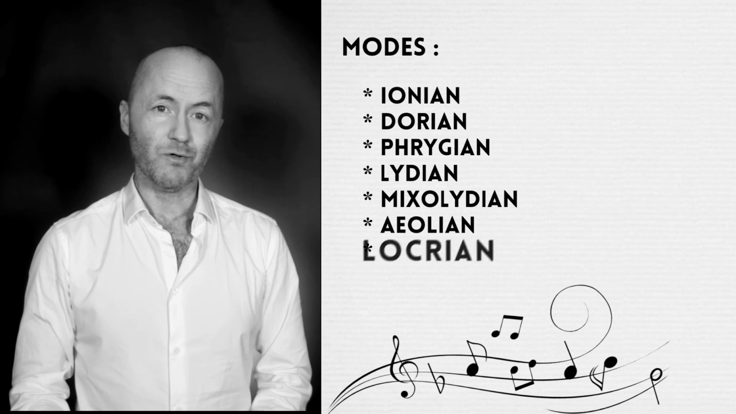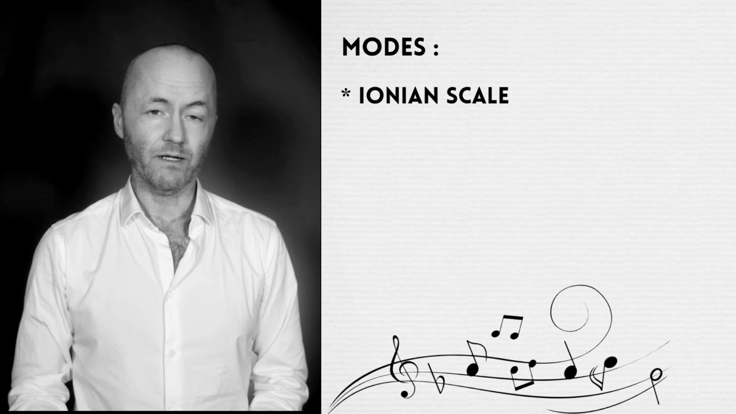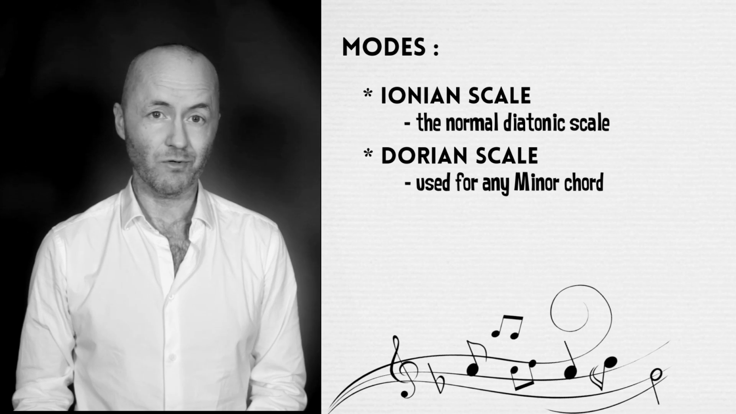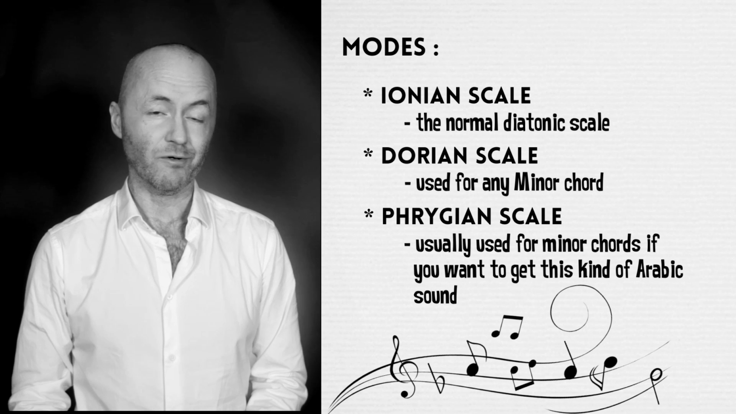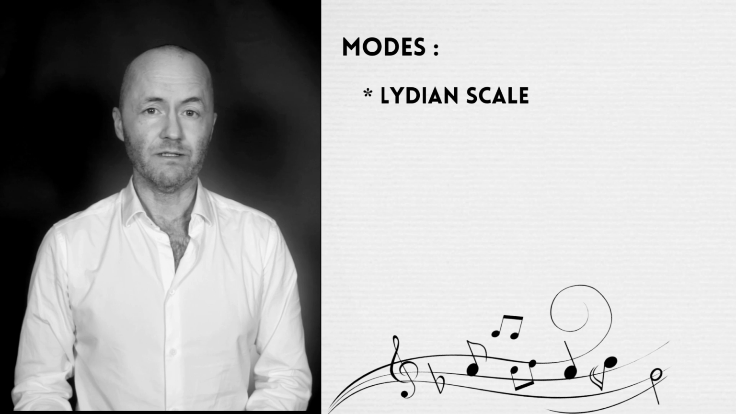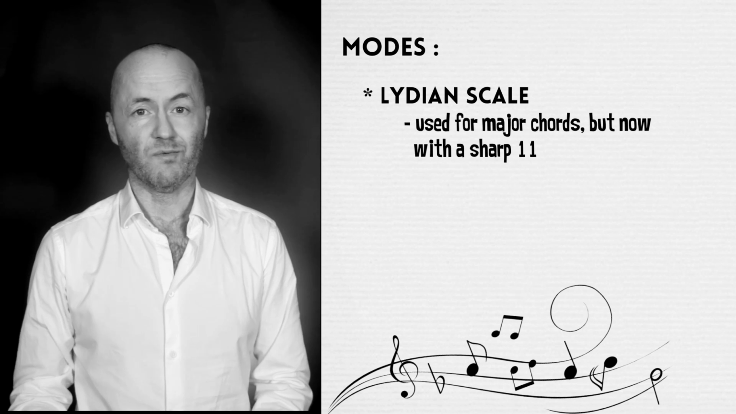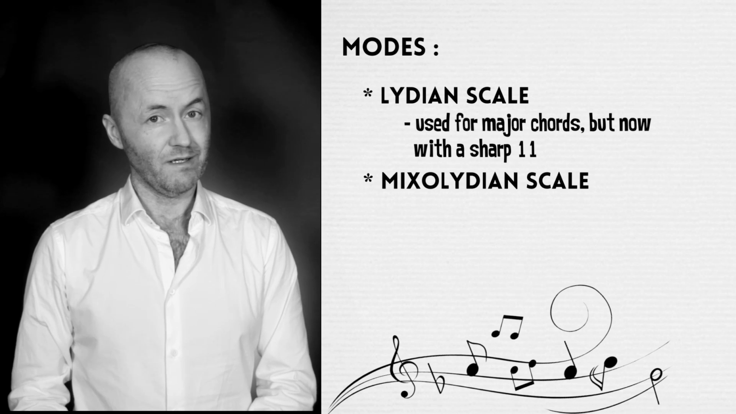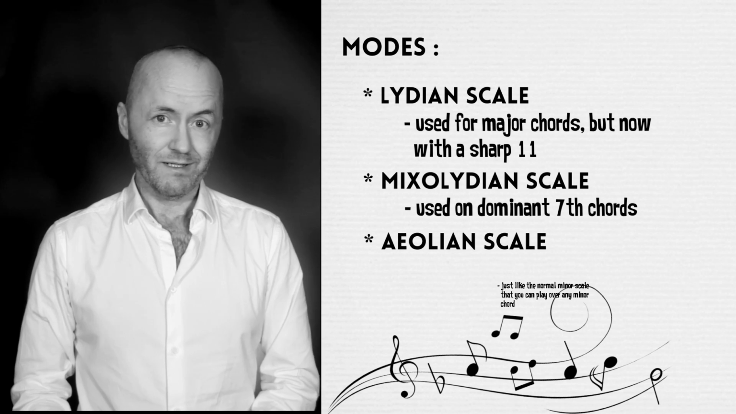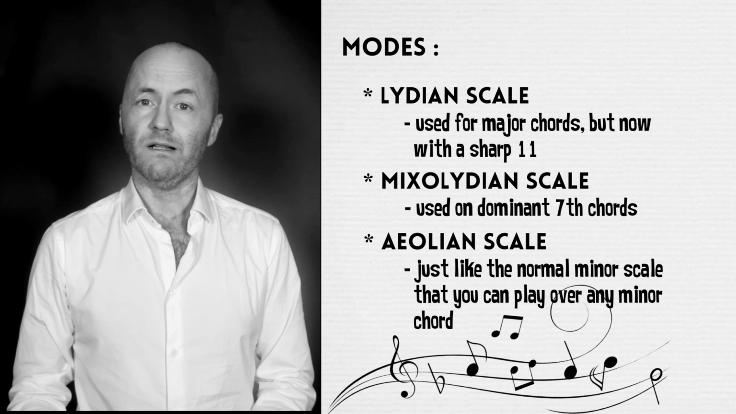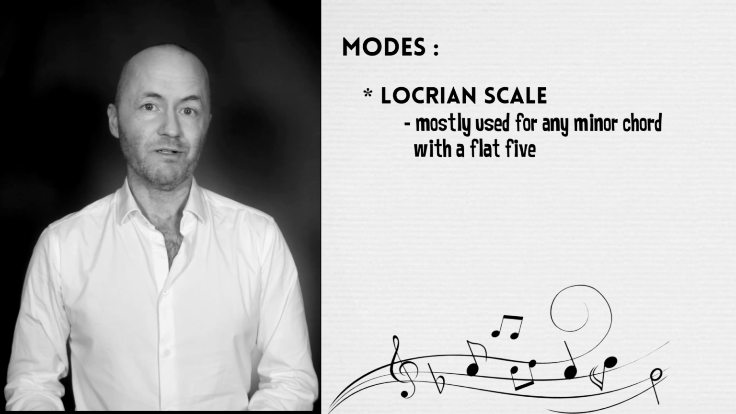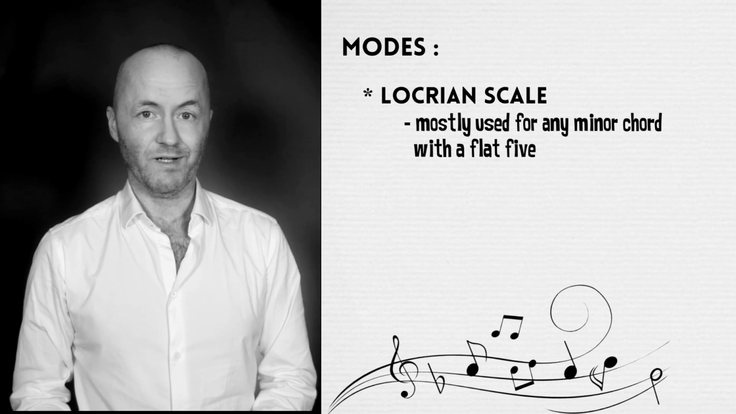So this is the way the modes are presented normally. Again, the Ionian scale was the normal diatonic scale, and the Dorian scale is used for any minor chord. The Phrygian scale is usually used for minor chords if you want to get this kind of Arabic sound. And the Lydian scale is used for major chords, now with a sharp 11. And then you have the Mixolydian scale, which you can use on dominant seventh chords. And then the Aeolian scale is just like a normal minor scale that you can play over any minor chord as well. And then the Locrian scale is mostly used for any minor chord with a flat 5.